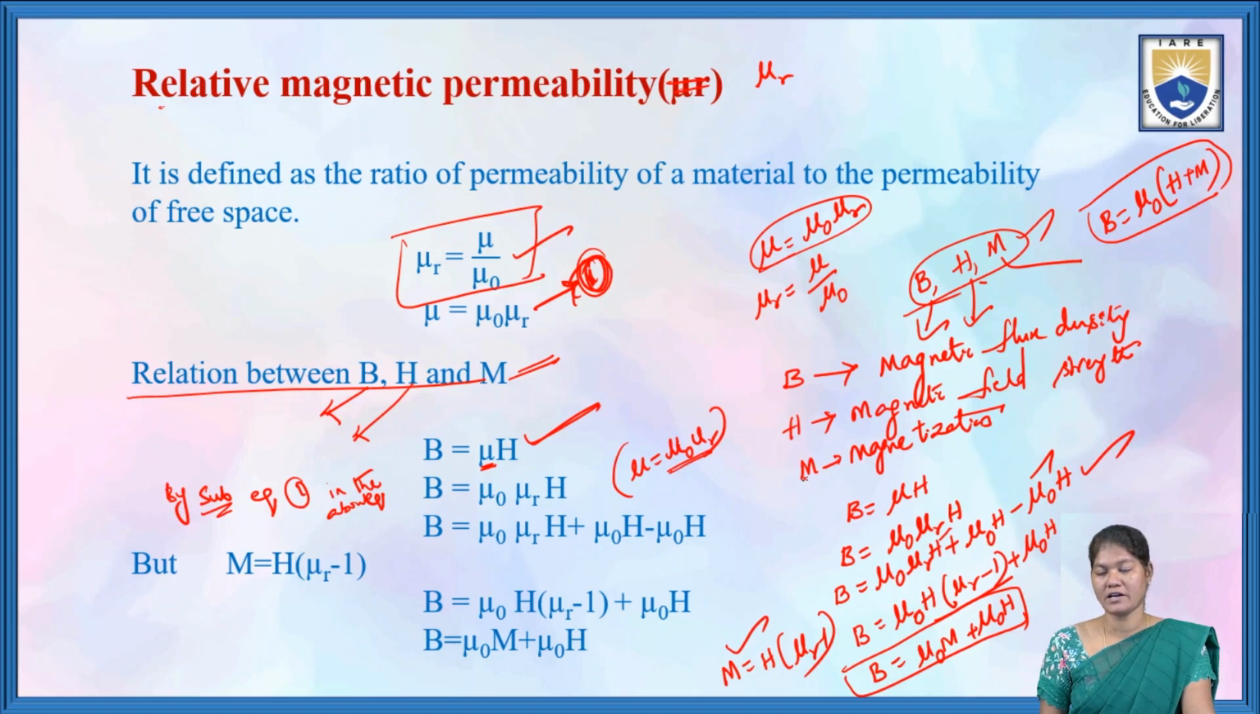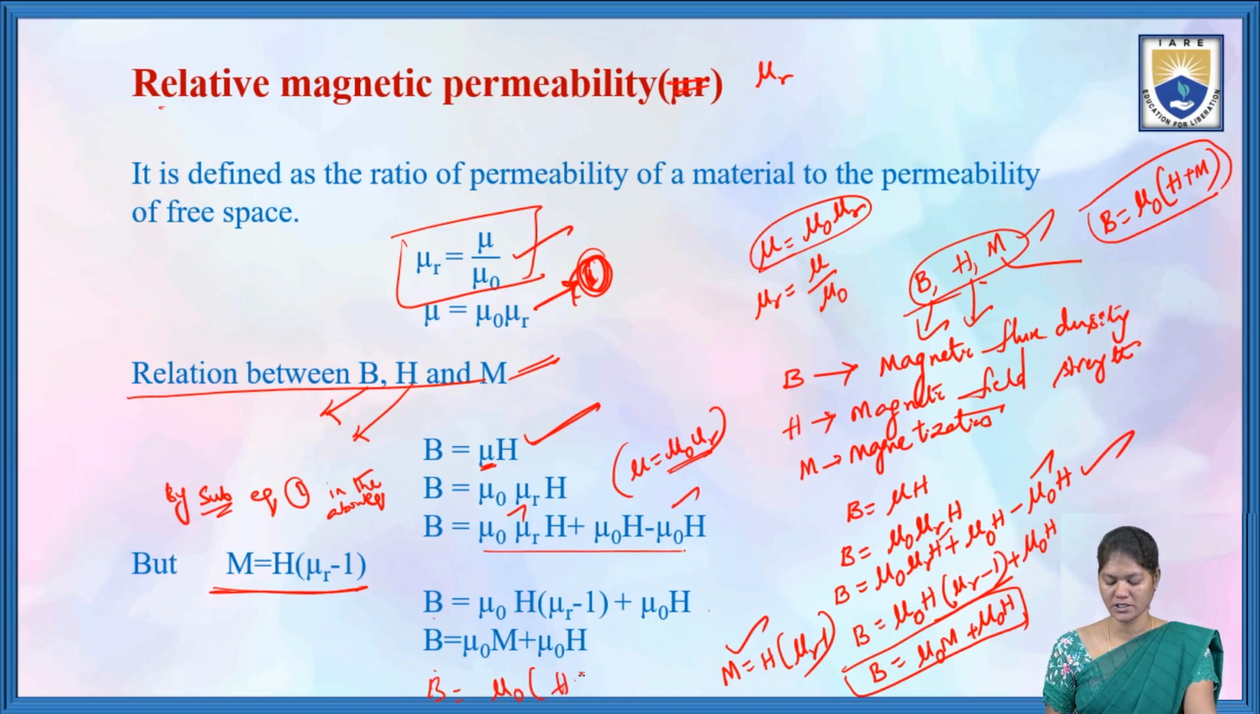So now I'm adding and subtracting mu naught H. So B is equal to mu naught mu r H plus mu naught H minus mu naught H. Let's substitute the expression where M is equal to H into mu r minus 1. So when taking mu naught H common from these two terms, B is equal to mu naught H into mu r minus 1 plus mu naught H. From this, B is equal to mu naught M plus mu naught H. So B is equal to mu naught into H plus M.